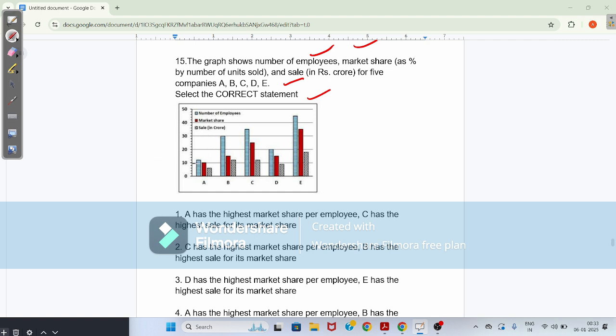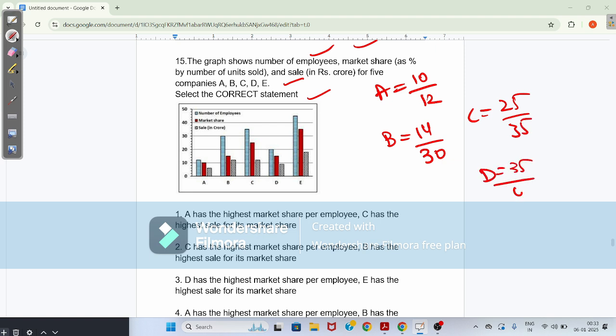Consider here, the blue line is the number of employees, this is the market share, and this is the sale. So for A, what will be the ratio formed here? This is 10 by 12. Consider these ratios. Now for B, the ratio will be approximately 14 by 30, for C 25 by 35, and for D 35 by 44. Approximately the ratio will form here.